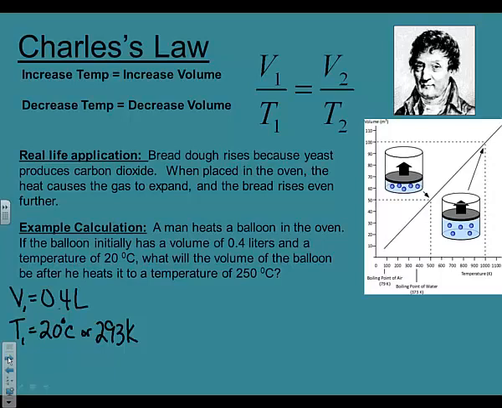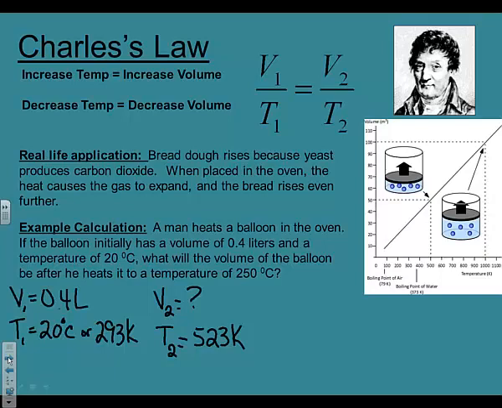What will the volume of the balloon be after it heats to a temperature of 250 degrees? So we're looking for the new volume, and we're given the final temperature. It increases to 250 degrees. 250 degrees plus 273 gives me 523 Kelvin. So pretty substantial change in temperature there. What would be the change in volume? As one goes up, the other should go up as well. So my volume should be higher than 0.4. Let's do the math here.